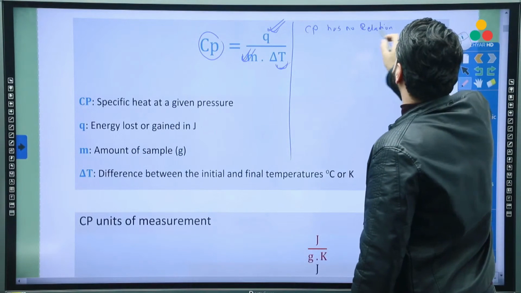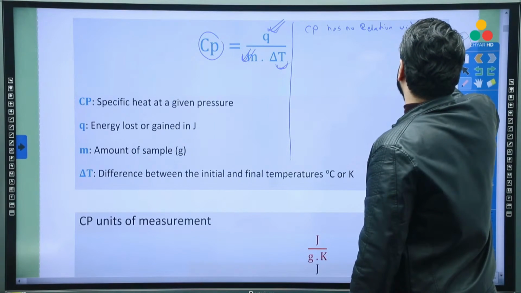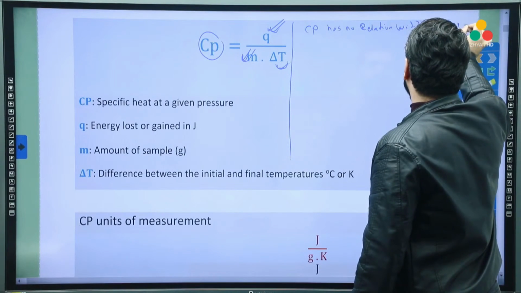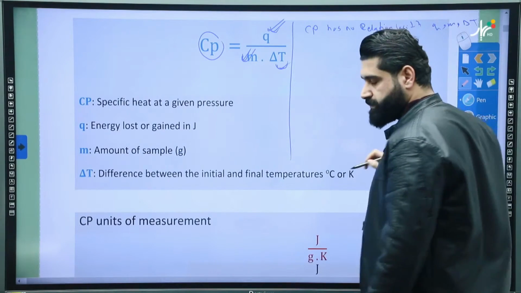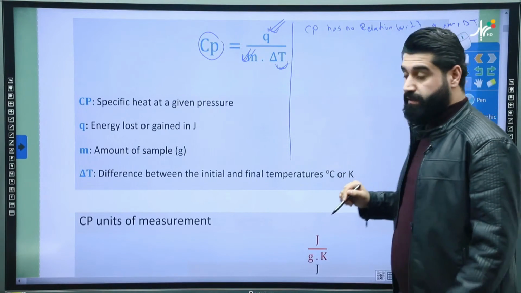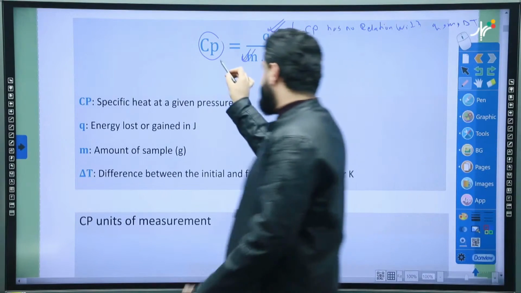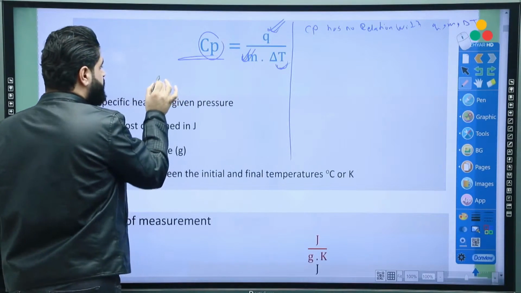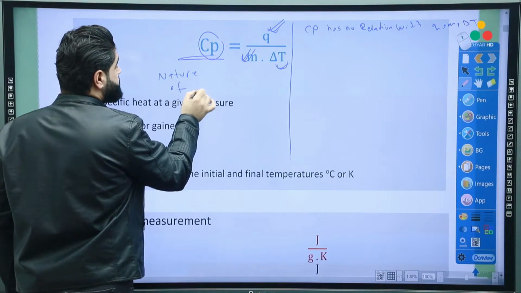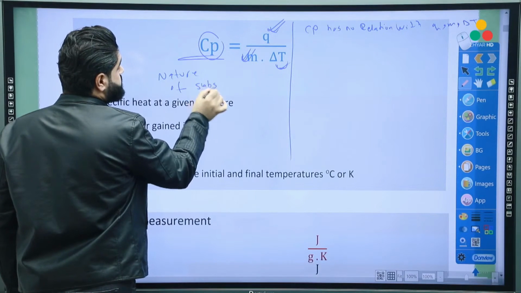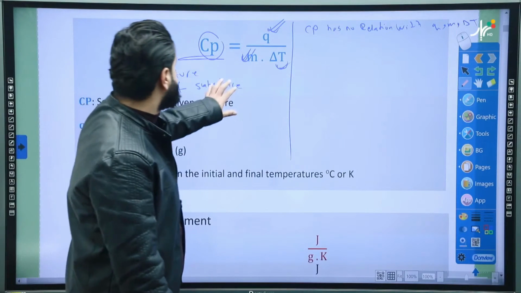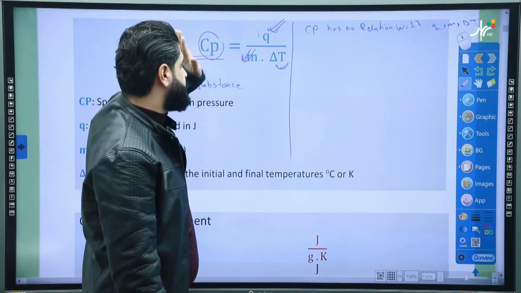Well, Cp has no relation with Q, M, delta T. But why do they appear in the formula of Cp? Well, Cp is a nature. It is the nature of a substance. It cannot change by changing Q, M, delta T.